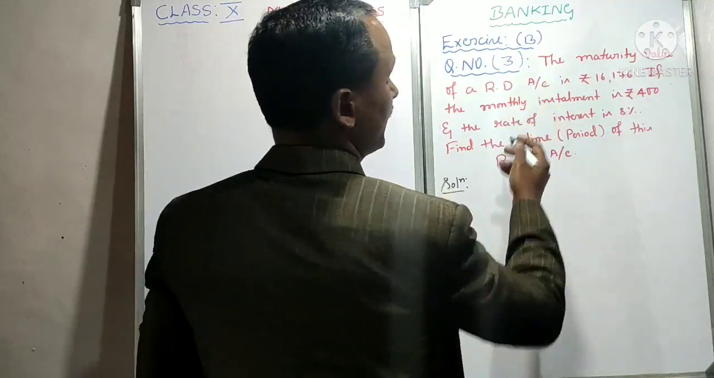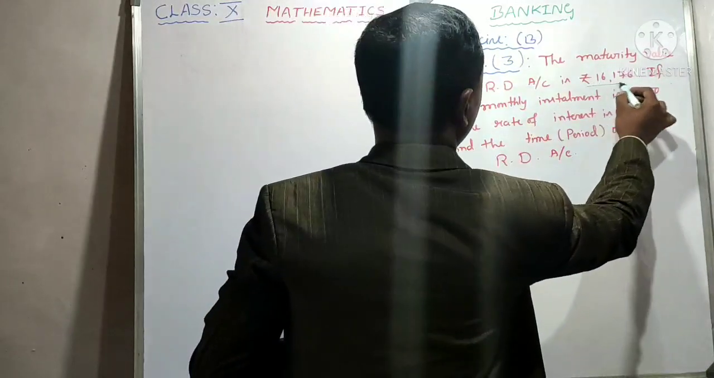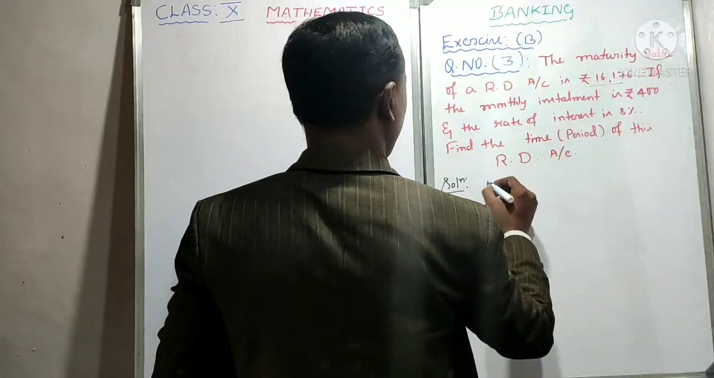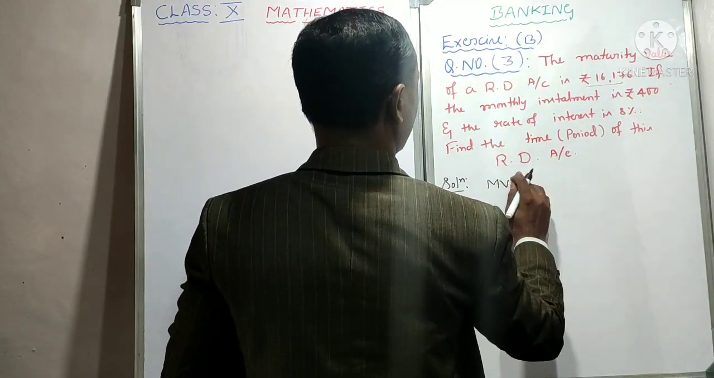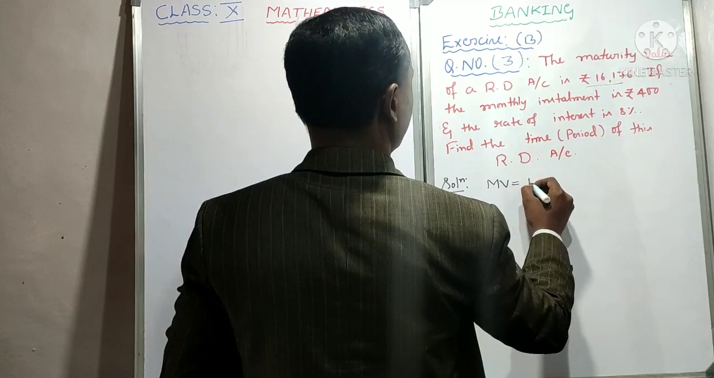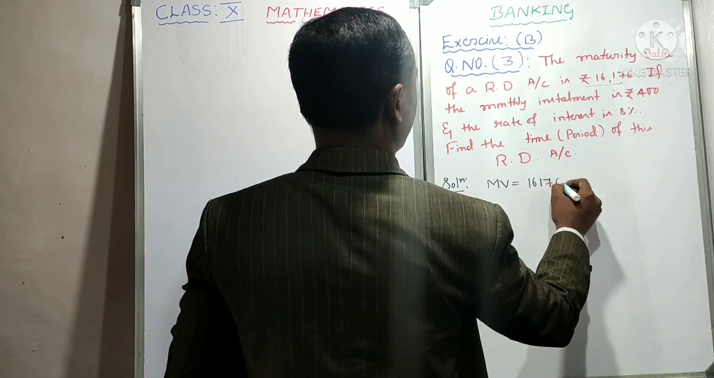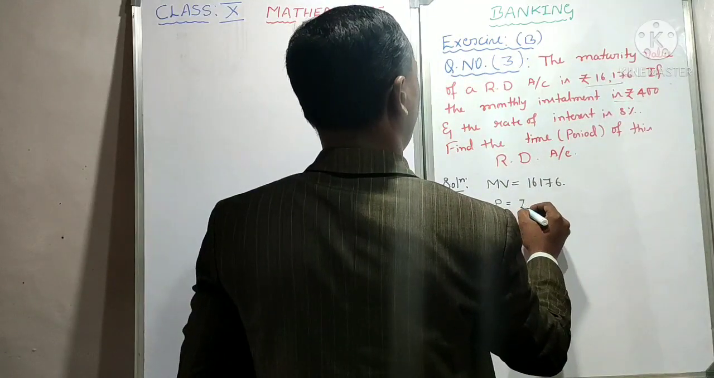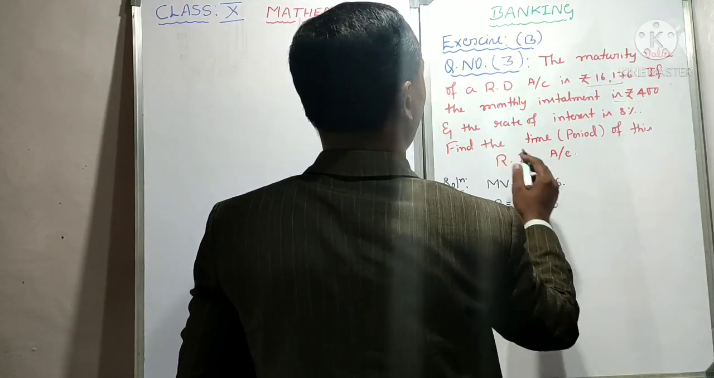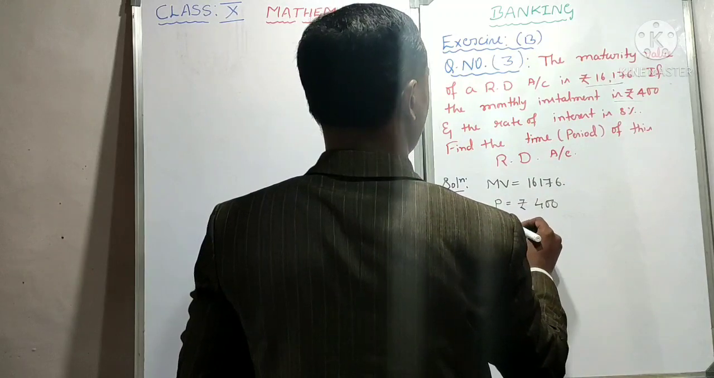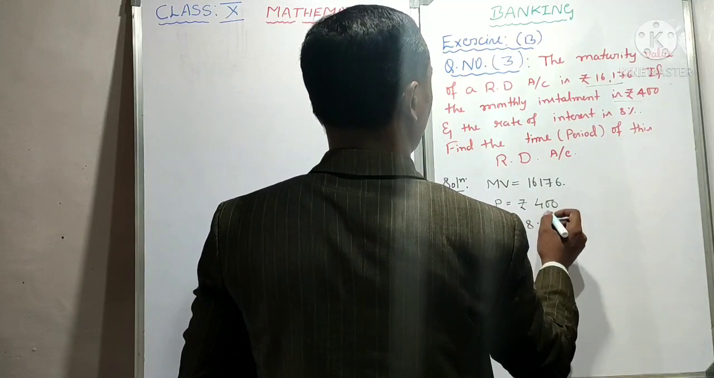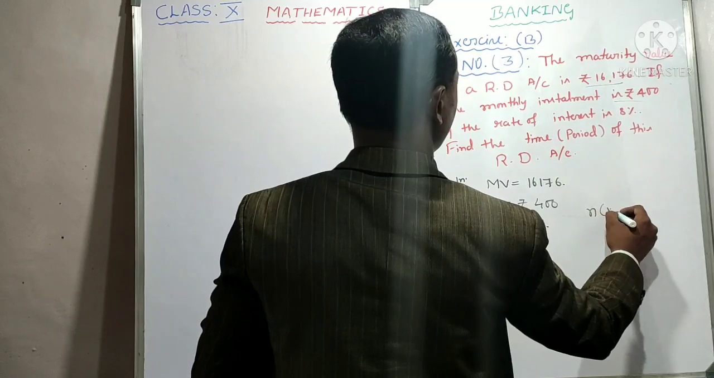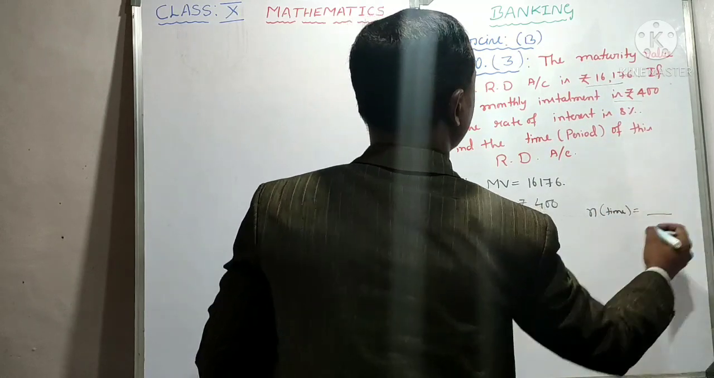Okay. What are the given data? I will write down. This is maturity value in the recurring deposit account, means maturity value amount: 16,176. Monthly installment means P value is equal to rupees 400. The rate of interest R is equal to 8%. I am going to find the N, means time or period.